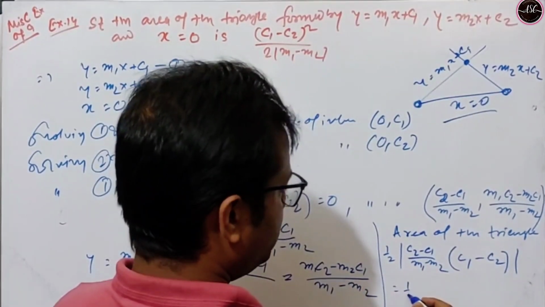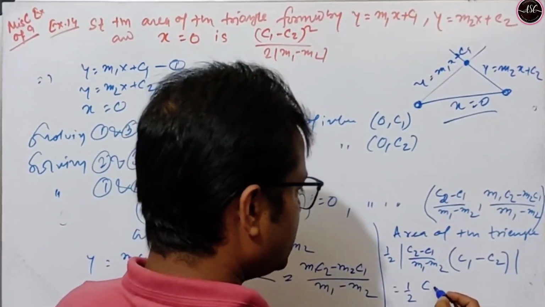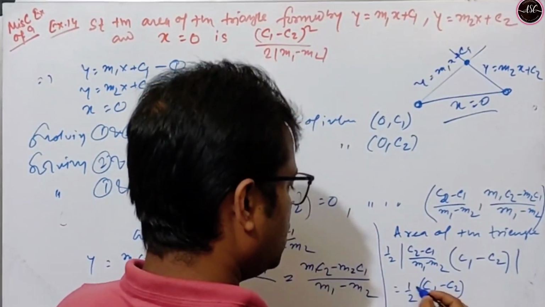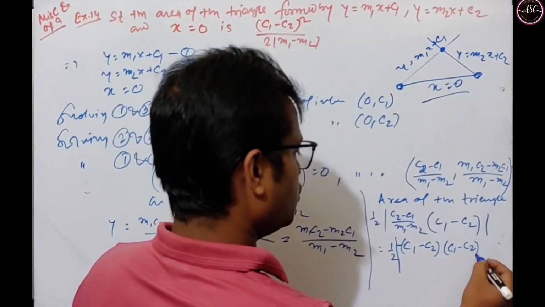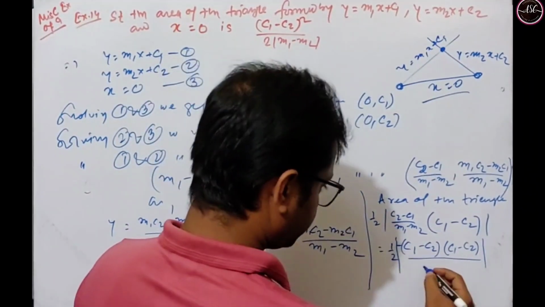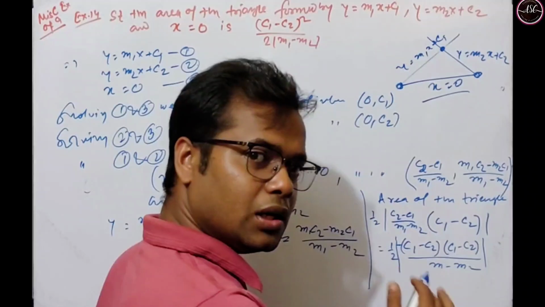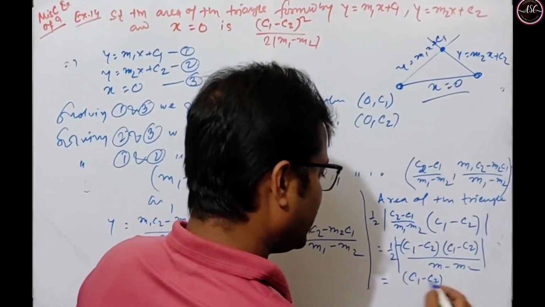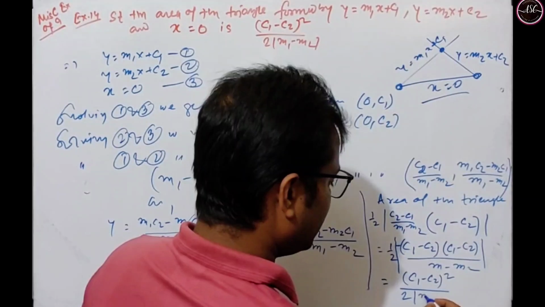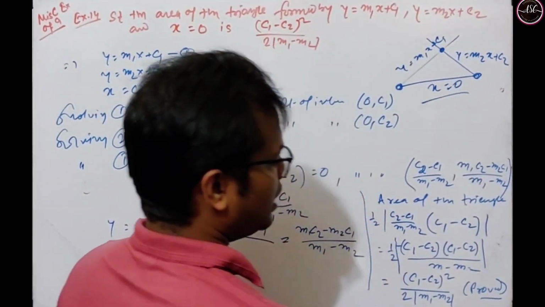So, that will be half of, here if we write this c1 minus c2 and minus here within mod, and here also c1 minus c2. Okay. So, m1 minus m2. So, the minus will be plus as it comes out from mod. So, there will be c1 minus c2 whole square divided by 2 of mod m1 minus m2. Okay, proved. Clear?